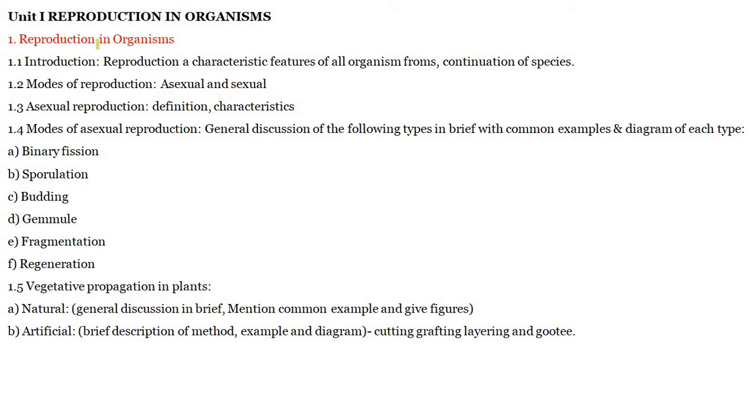Coming to the details, Unit 1, Reproduction in Organisms. Introduction: reproduction is the characteristic feature of all organisms, ensuring continuation of the species. Modes of reproduction: asexual and sexual. Asexual reproduction: definition, characteristics. Modes of asexual reproduction: general discussion of the following types in brief with common examples and a diagram of each type. Binary fission, sporulation, budding, gemmule, fragmentation, regeneration. Vegetative propagation in plants, natural and artificial.